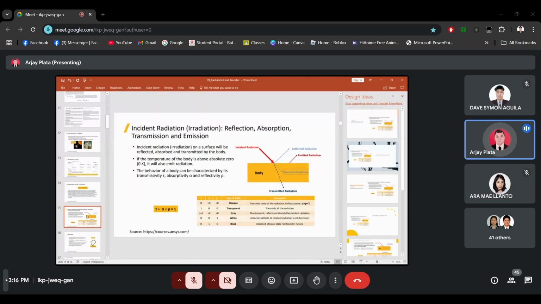It is also mentioned in the video earlier that incident radiation falls on a surface. Some incident radiation on a surface will be reflected, absorbed, and transmitted by the body. If the temperature of the body is above absolute zero, it will also emit radiation on its own. So the behavior of a body can be characterized by its transmissivity, absorptivity, and reflectivity.